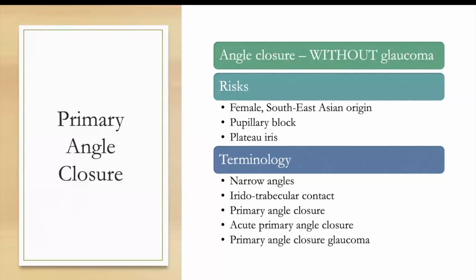And when you're thinking of angle closure, there's a spectrum of disease. You're starting off with narrow angles. You then have something called iridotrabecular contact, where the iris is touching the trabecular meshwork or covering it. You then have primary angle closure. You have a separate acute primary angle closure attack, and we'll talk about that. And then that will progress to primary angle closure glaucoma, where you then actually have RNFL loss and glaucomatous damage.